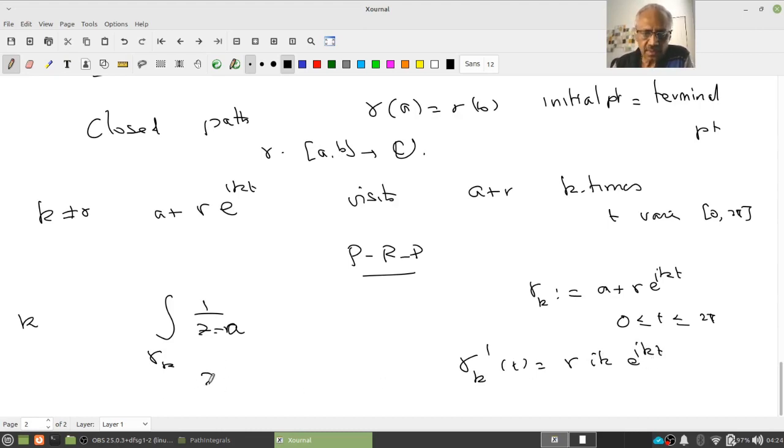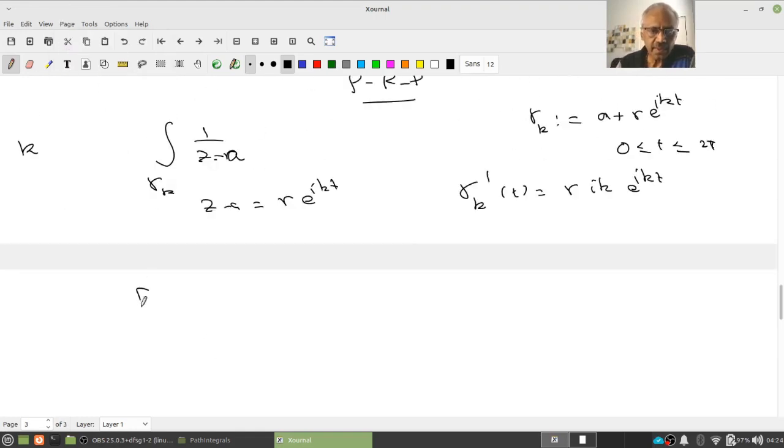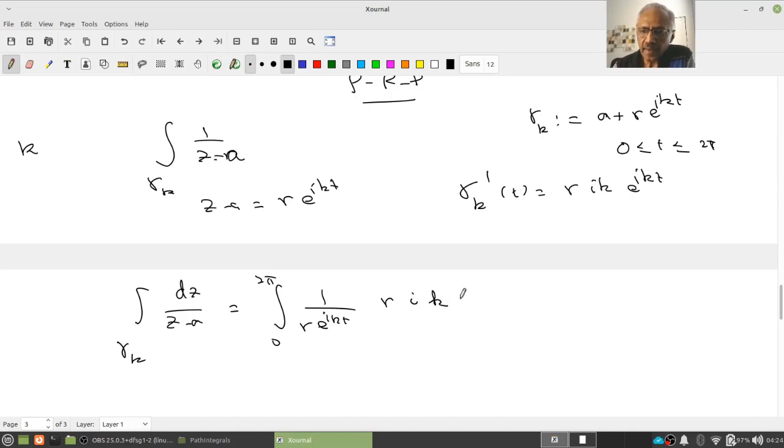And what is z minus a? Z minus a is r e power I k t. Therefore 1 by z minus a is 1 by r e power I k t, right? Therefore the integral over gamma k of dz by z minus a is, from 0 to 2 pi, 1 by r e power I k t times gamma prime t, which is r I k e power I k t. Therefore r cancels, e power I k t cancels. k is common, 0 to 2 pi. Therefore it is k times 2 pi I.